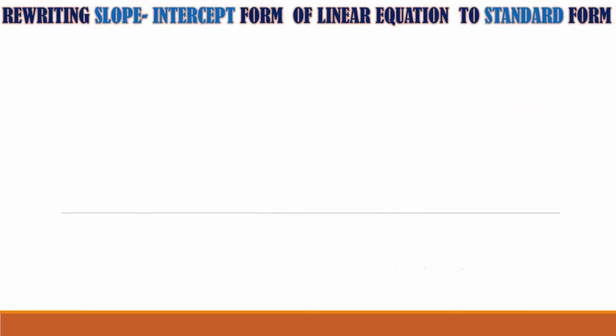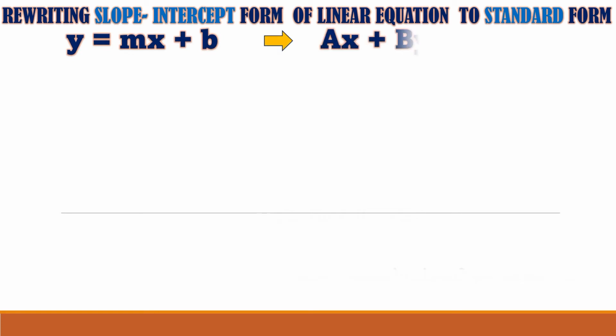Now, how do we rewrite the slope-intercept form of linear equation to standard form? So to rewrite the slope-intercept form y equals mx plus b to standard form ax plus by equals c, collect the xy terms on the left side of the equation and the constant on the right side of the equation. So to do this, we're going to apply the different properties of equality.